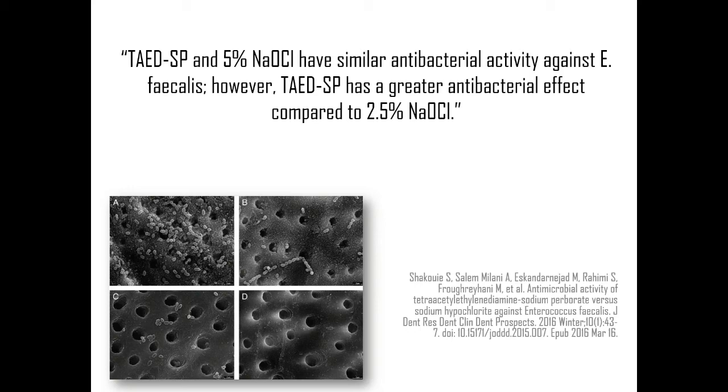And the sodium perborate and 5% sodium hypochlorite have similar antibacterial activity. However, the sodium perborate was better than the 2.5% sodium hypochlorite. So I think if you want the most effective antimicrobial, antibacterial effect as an irrigant in a root canal system, it probably is the 5 or 5.25% sodium hypochlorite.